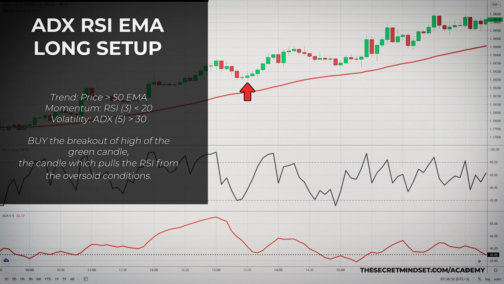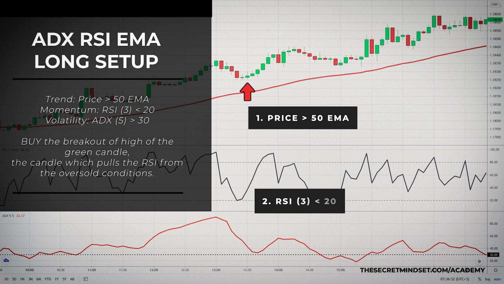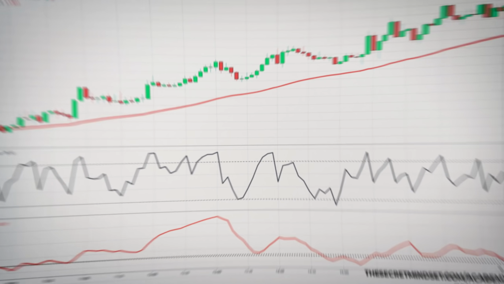The trend condition: price is trading above the 50 EMA, and ideally, the average is sloping upwards. The momentum condition: the 3-period RSI pulls back to oversold conditions and touches or goes below the 20 level. And the volatility condition: ADX must be above 30 when the signal occurs. When we have all conditions, we enter at the high of the first green candle, the candle which pulls the RSI from the oversold conditions.